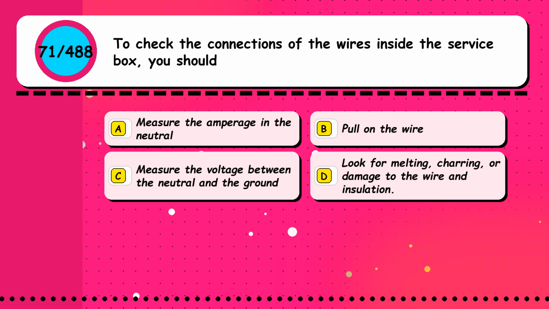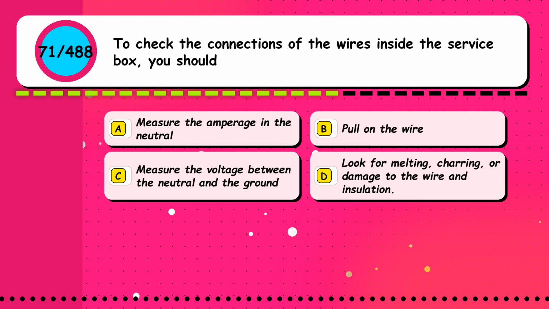Question 71. To check the connections of the wires inside the service box, you should: option A, measure the amperage in the neutral. Option B, pull on the wire. Option C, measure the voltage between the neutral and the ground. Option D, look for melting, charring, or damage to the wire and insulation.